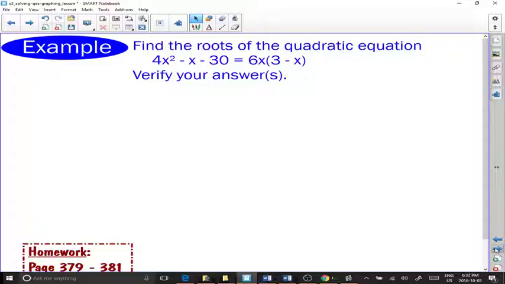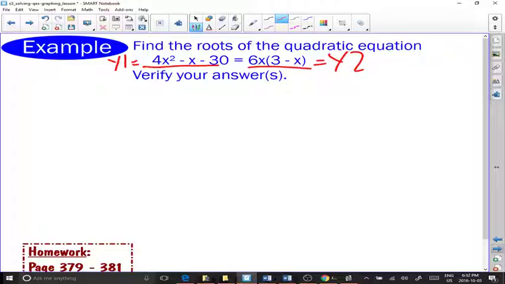Find the roots of the quadratic equation 4x squared minus x minus 30 equals 6x times 3 minus x. So this is the exact same thing as what we did before. We're going to let one of these be our y1, one of these be our y2, and find out where these intersect. All right? So if I'm using Desmos or my graphing calculator, I have to show my work.